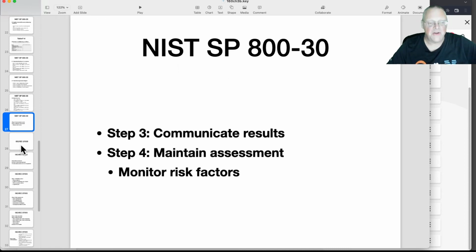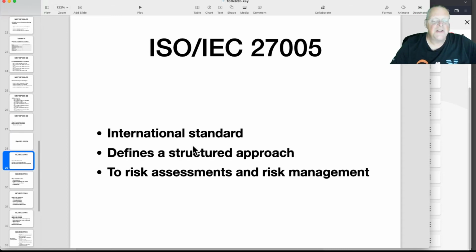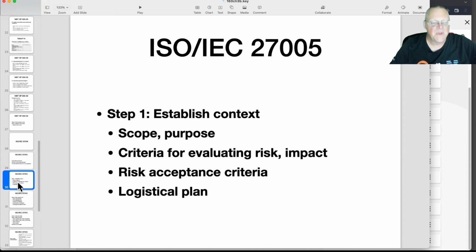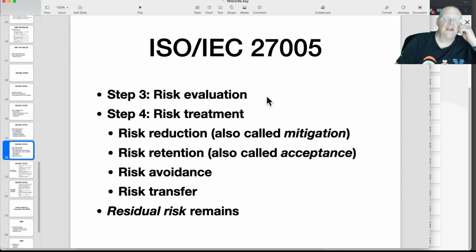All right, so that's the U.S. government system, NIST. Then there's the international system, ISO 27005. This is the international standard for doing the same thing, a structured approach to risk assessment and management. So first you establish the context, your scope criteria, your risk acceptance criteria, and your plan. Then you perform risk assessment, which is pretty much always the same. You identify your assets, then the threats, then you consider what controls there are and what vulnerabilities there are, and now you can judge the consequences of various threats. Then you have risk evaluation, and then risk treatment, which is the same old thing.